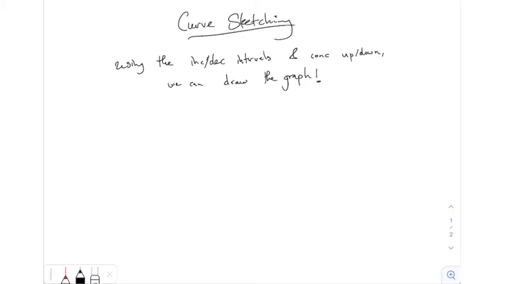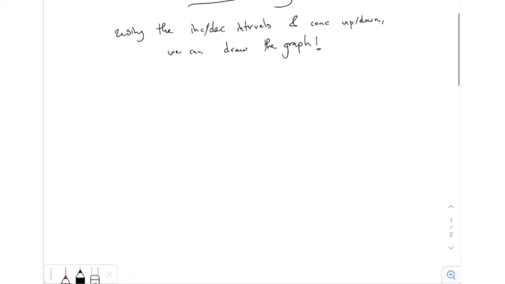This shouldn't sound too crazy. I mean, if you know when it's going up and when it's going down, increasing and decreasing, that basically is describing the shape of the graph. So we're just going to try and do this in some amount of detail this time. I don't think it's worth describing a big procedure for it. I just want to do some examples.